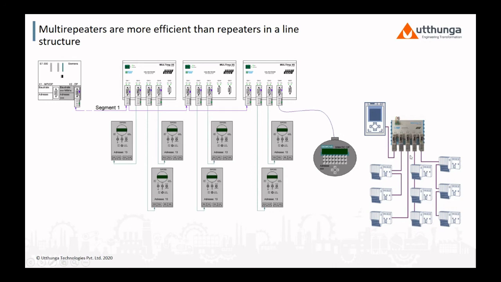Okay, the five different channels. It may affect any one of the segments, but it does not affect the other lines. Maybe the second channel is working fine, or the fifth channel is working fine, and the problem will only be shown on the fourth channel. Okay, because these repeaters are galvanically isolated. Galvanically isolated means there is no internal current conduction path. Okay, the multi-repeaters are galvanically isolated. The normal repeaters are not galvanically isolated.